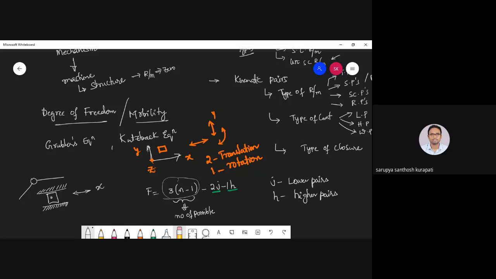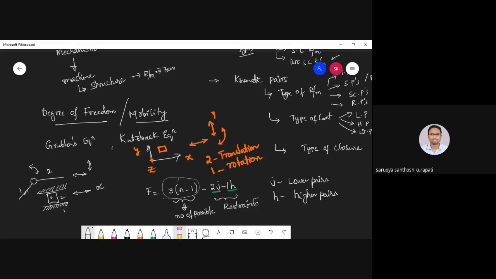Similarly, for example, here this is link 1 and link 2. These two links are connected by using a turning pair. If I fix link 1, link 2 has only one option, that it can swing or rotate with respect to link 1. So what is the remaining? That is two translations, along the x-axis and along the y-axis. Here the motions are restricted. So if I connect by using any lower pair, I'm going to get two restraints.